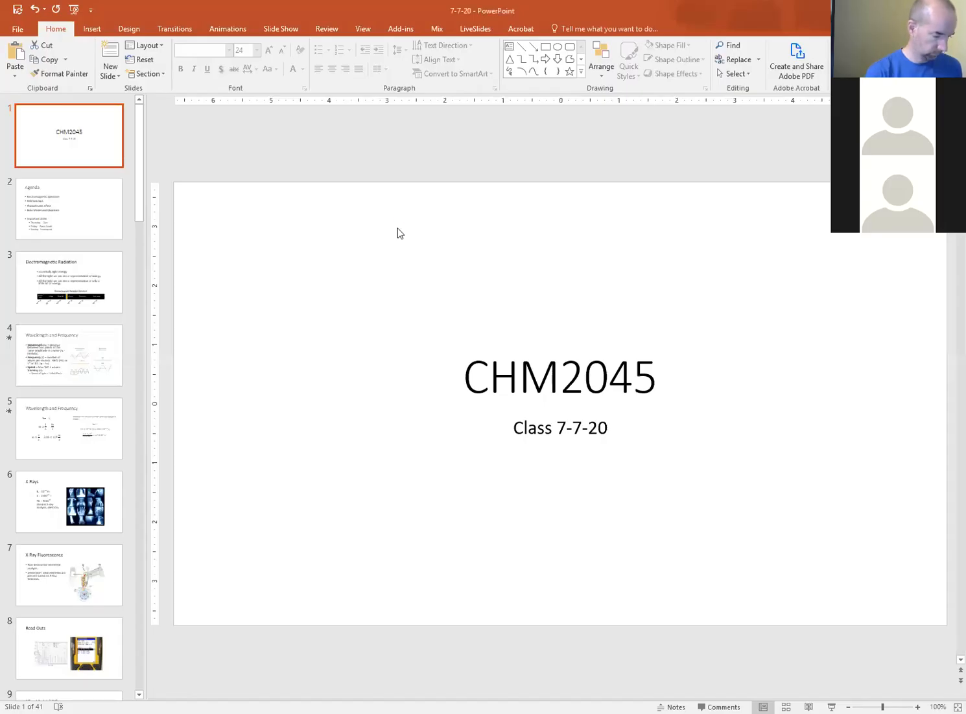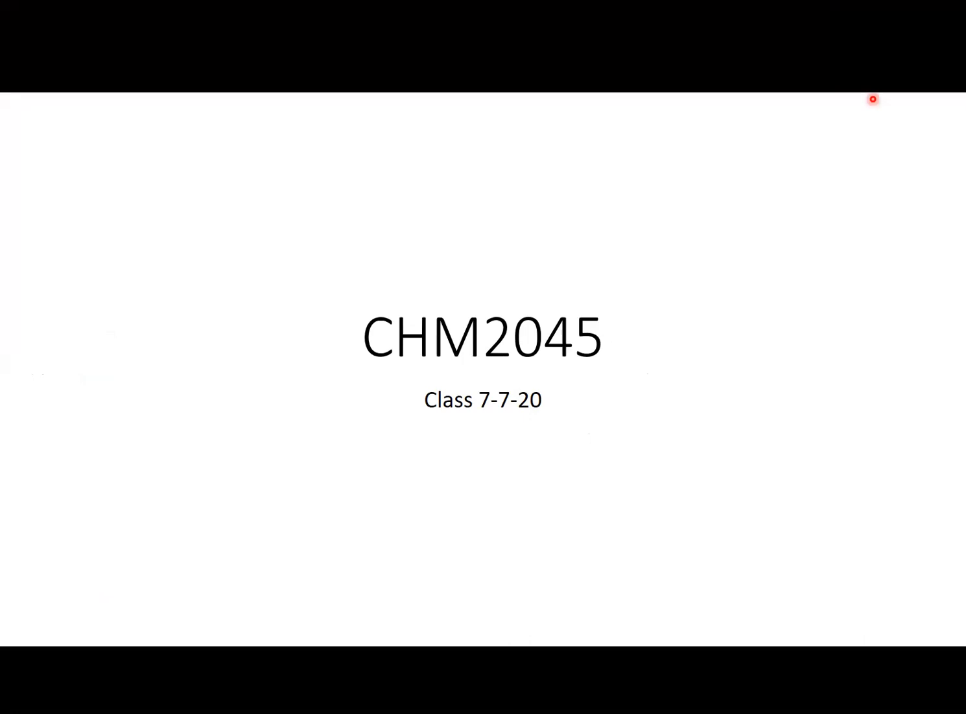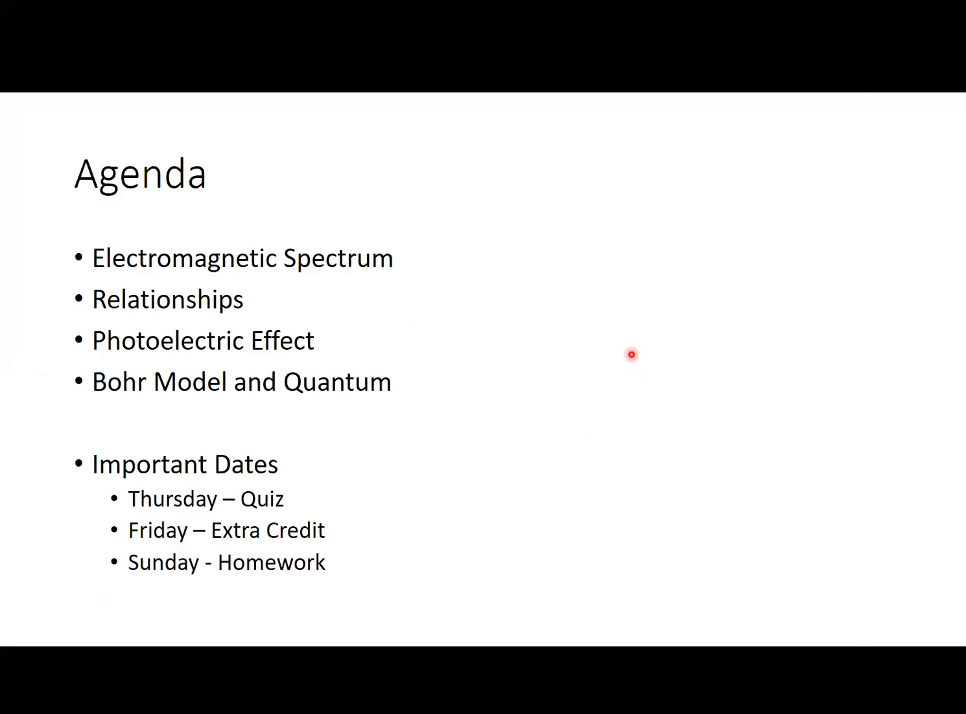All right, so I'm going to start sharing my screen. All right, so just some important stuff. We're going to be going through the electromagnetic spectrum, the relationships that make up the electromagnetic spectrum. We'll talk about what the photoelectric effect is without really doing any math on it. And then we'll get into models of the atom, Bohr model, and the quantum model.